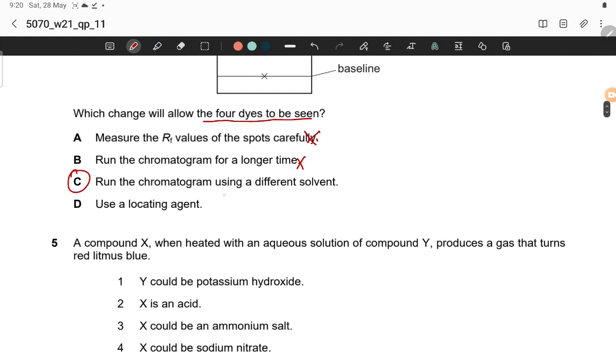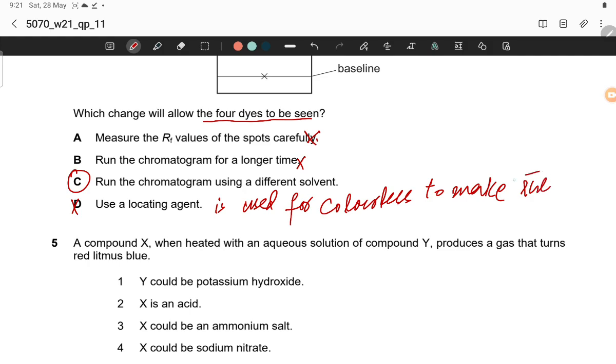Use a locating agent. A locating agent is used for colourless spots, to make the spot visible after the experiment. So this is incorrect.